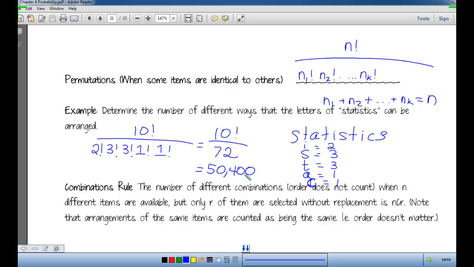All right, so this is a permutation with repetition, you might call it, because some of the items are actually repeated. Okay, permutations with repetition.